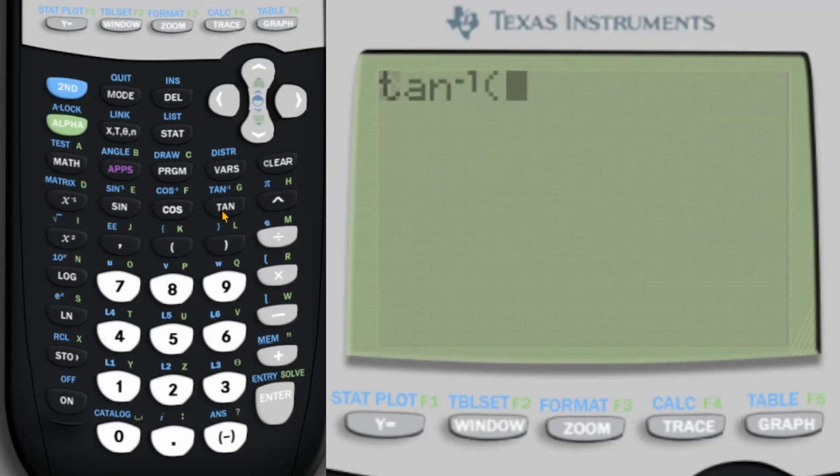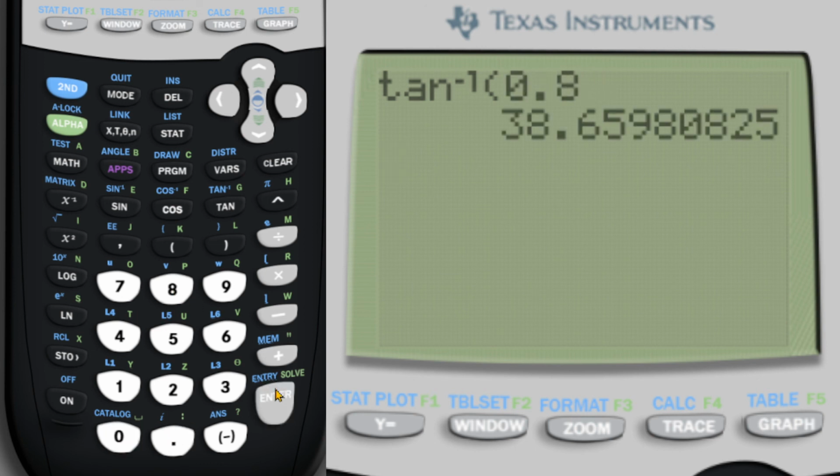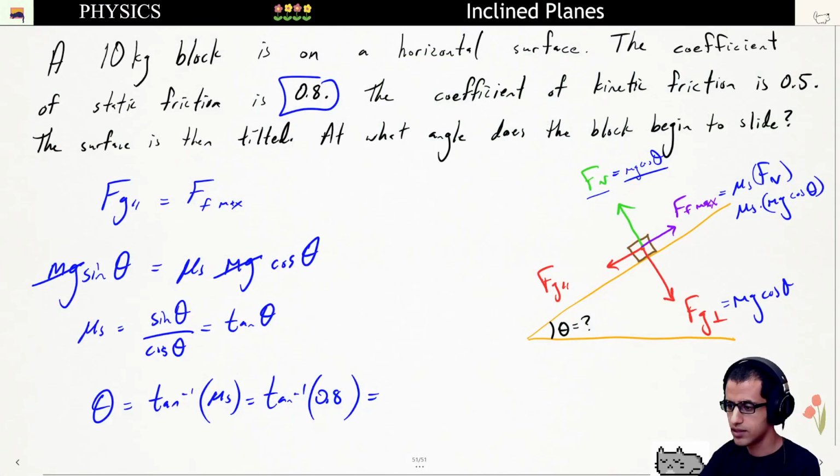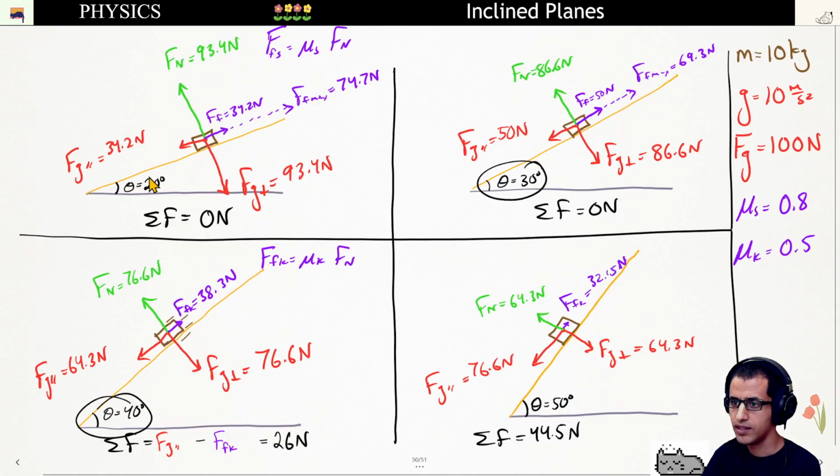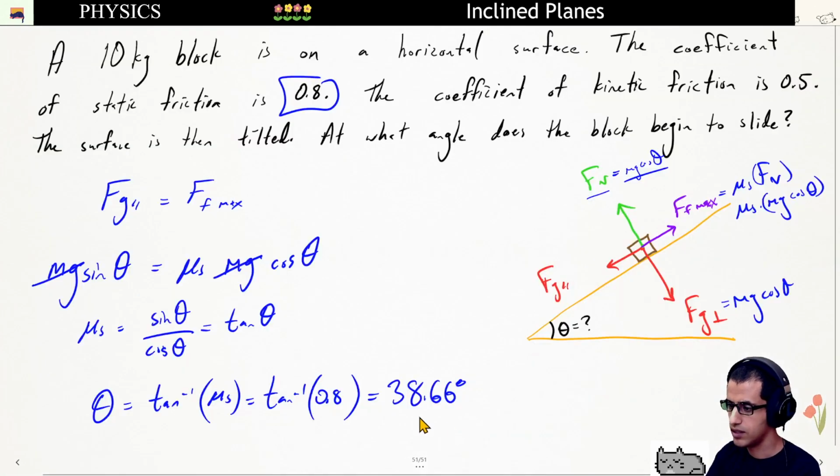Second tan of 0.8, and we get 38.66. And that's to be expected. We saw in our problem that the block did not begin to slide at 20 degrees. It did not slide at 30 degrees, but somewhere between 30 and 40, the block begins to slide. And that matches our result here of 38.66.